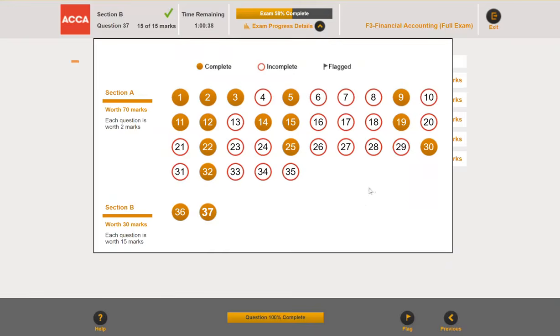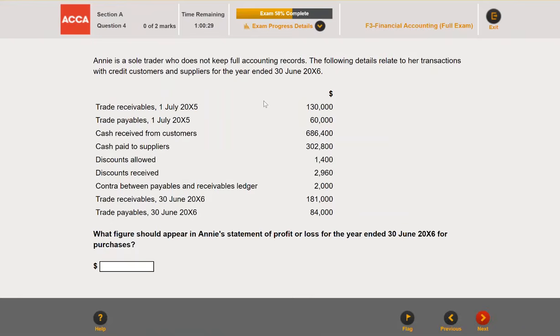So we have attempted all the questions in section B. Now we will move towards section A and complete the remaining questions. So let's start from here.